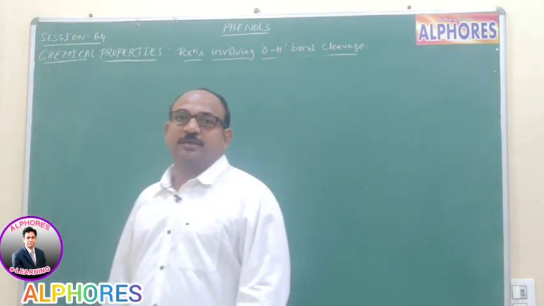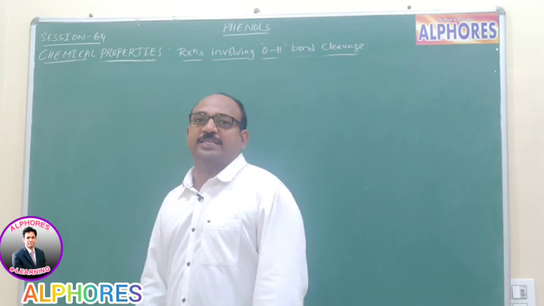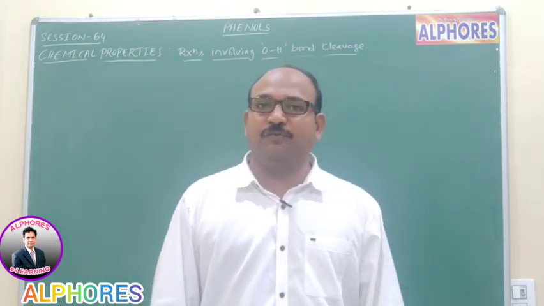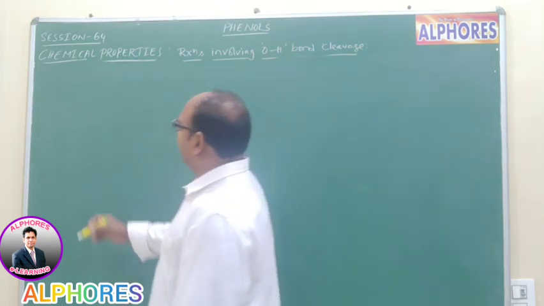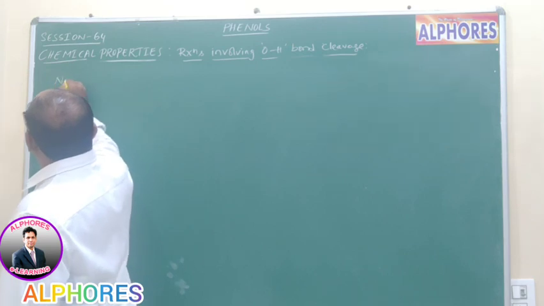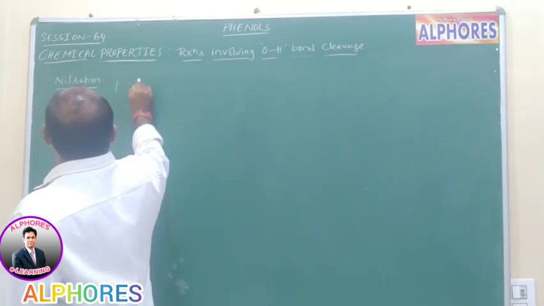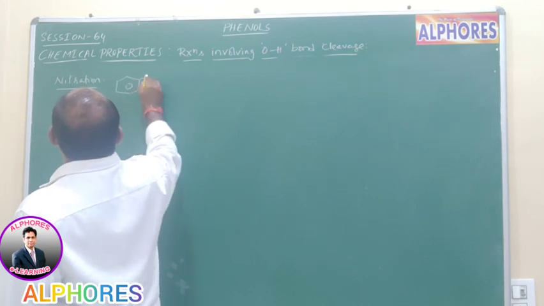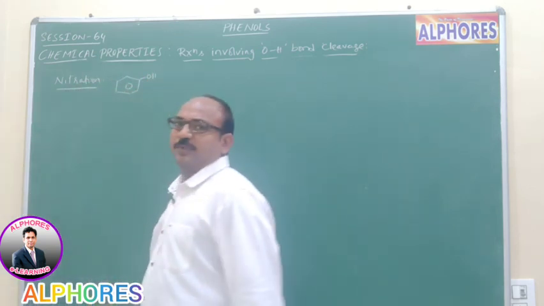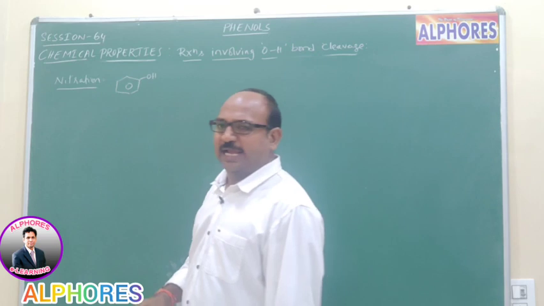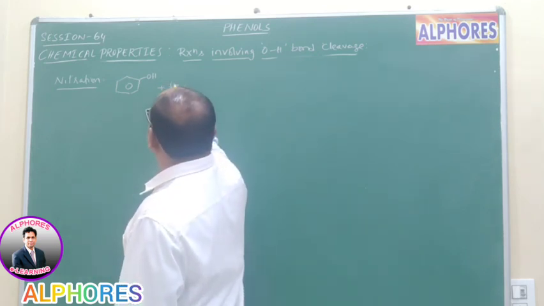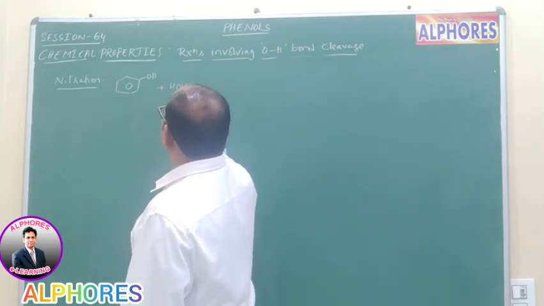So students, whatever reactions we are going to learn here are much familiar to us. Let us see nitration. Nitration of phenols. During nitration of phenol, we need to use dilute nitric acid. We need to use only dilute nitric acid. Why do we have to use only dilute nitric acid during nitration?